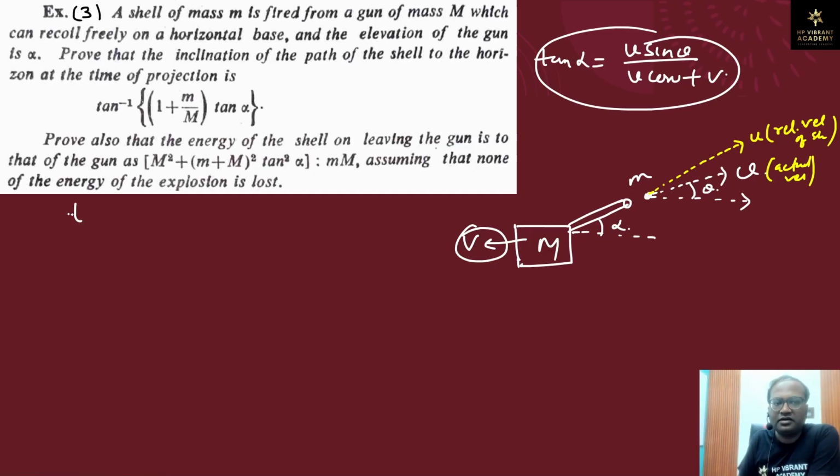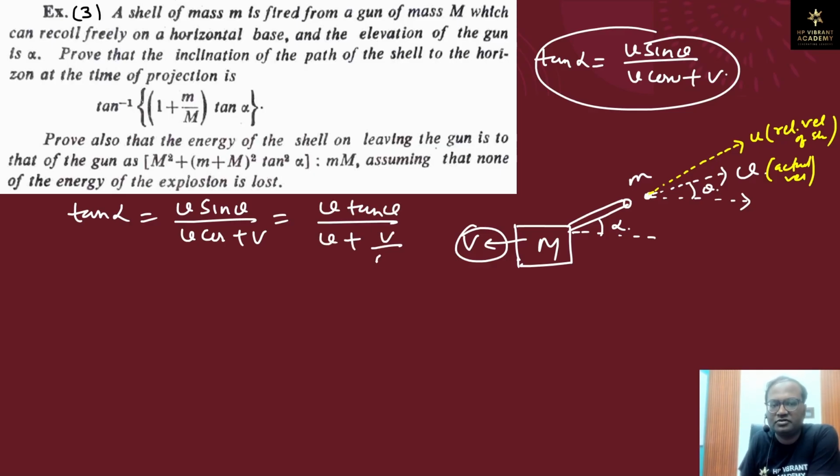So we have tan alpha is equal to small v sin theta upon small v cos theta plus capital V. So this is equal to small v tan theta upon small v plus capital V upon cos theta. This is equation 2.